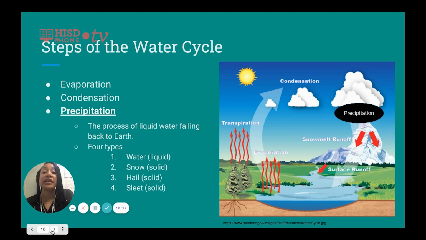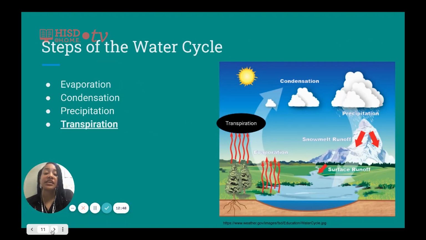Those are the 4 ways that water goes from the atmosphere back to earth: rain, which is water, a liquid; snow, which is more like a solid; hail, again a solid; and sleet, a solid. As you can see, when we talk about snow, hail, and sleet, the atmosphere is cold. That's what makes precipitation coming back down to the earth a solid and not a liquid.